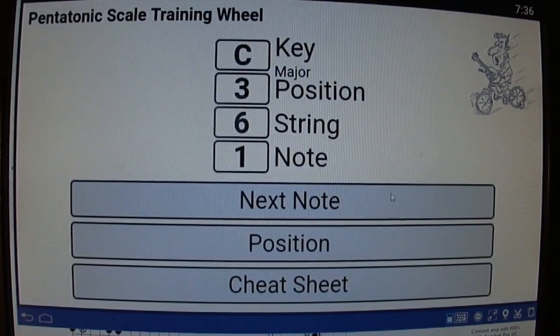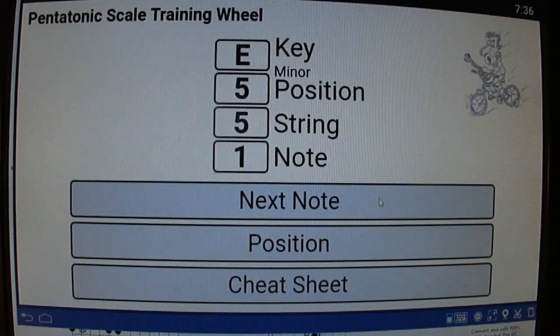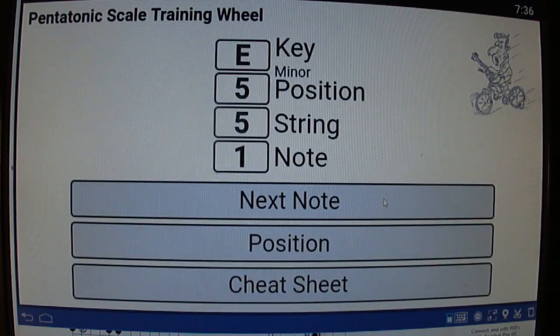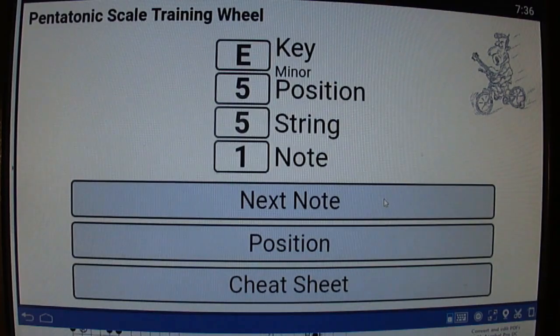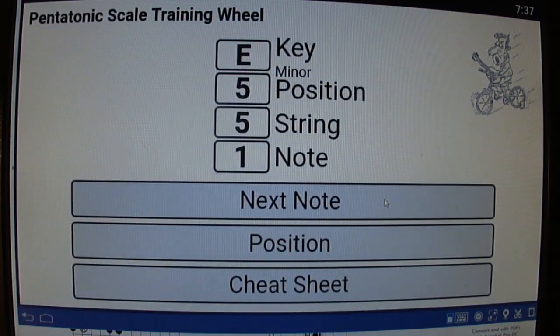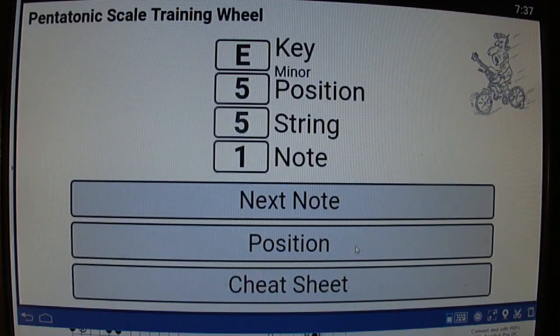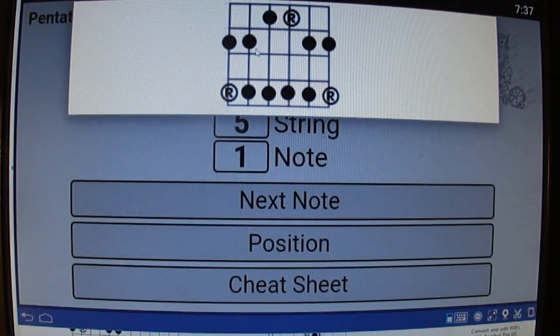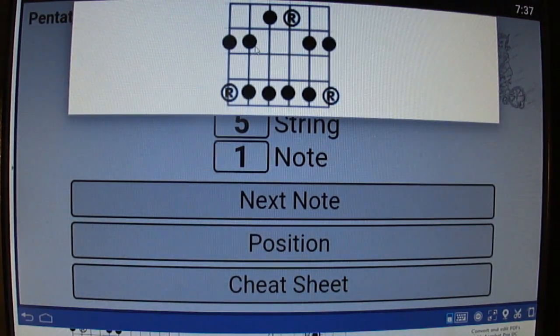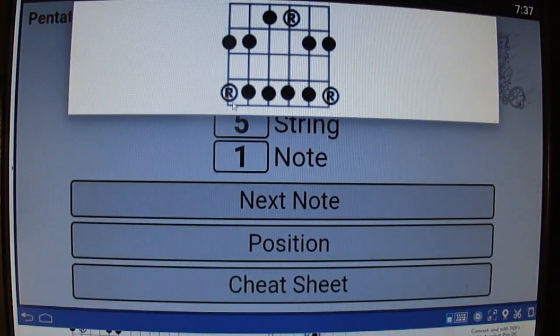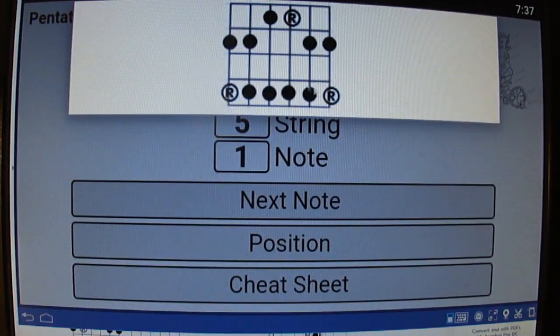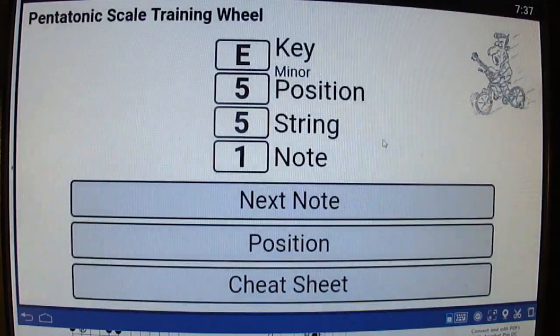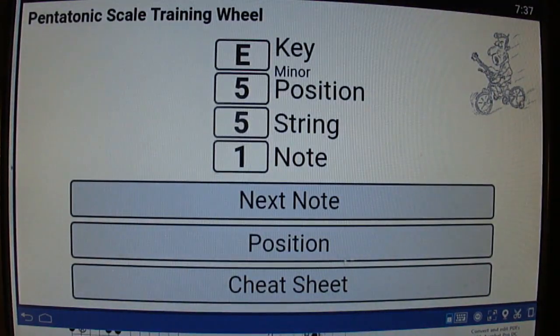Alright, let's have a look at one more. Alright, position 5 of the E minor scale, first note 5th string. So first note 5th string, what does that position look like? Well, we're over here. We're actually down a whole step and over from our root note. So if we were to try to find where our root note is on the 6th string, where is our root note on the 6th string?